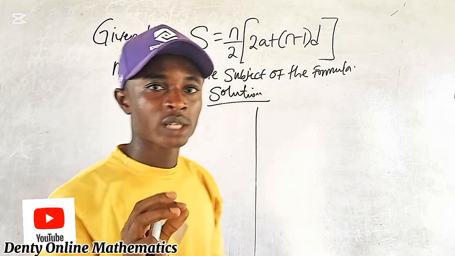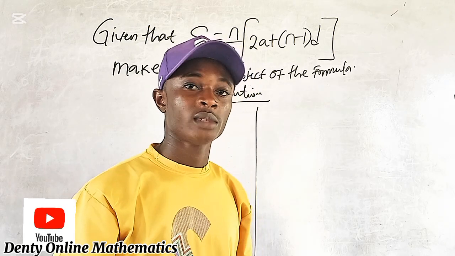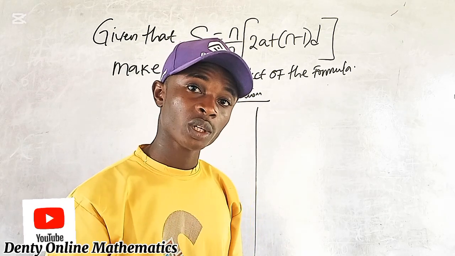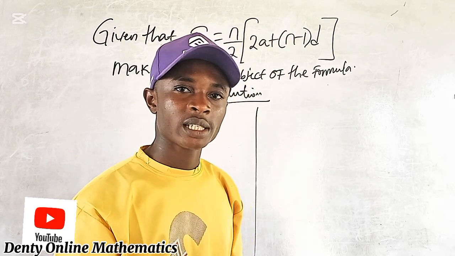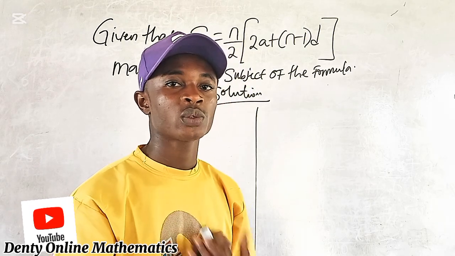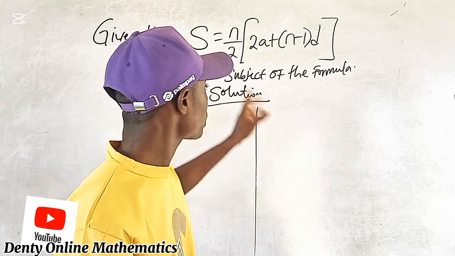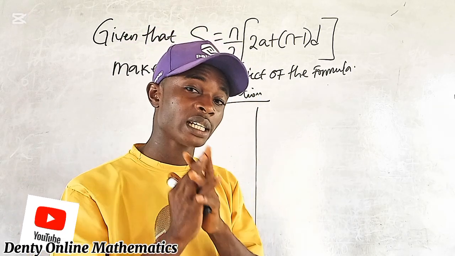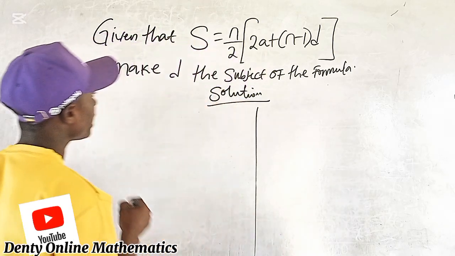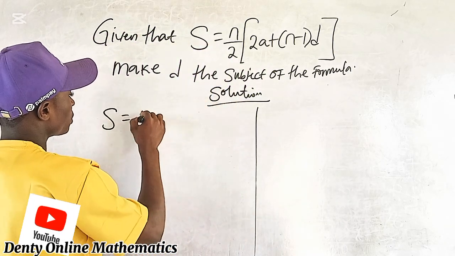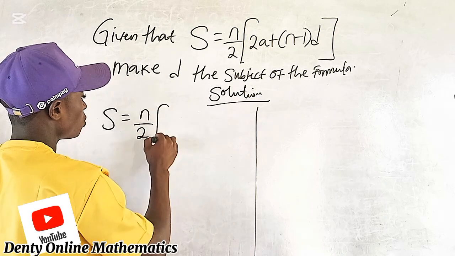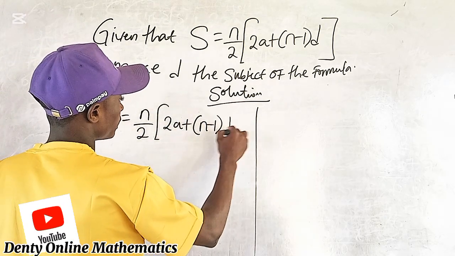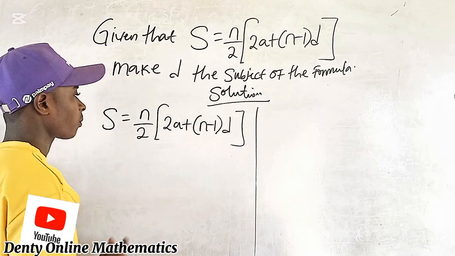Whenever you're asked to make something the subject of the formula, they are simply telling you to make that particular thing stand alone. If we say make a the subject, it means we are telling you to make a stand alone. And since we are asked to make d the subject, it means we are asked to make d stand alone. So the formula here is S = n/2 (2a + (n − 1)d).